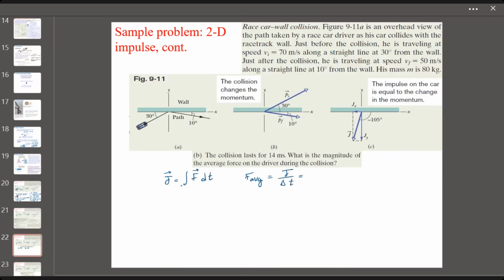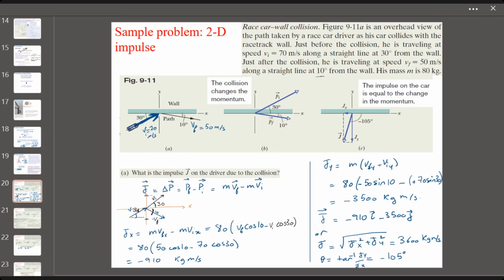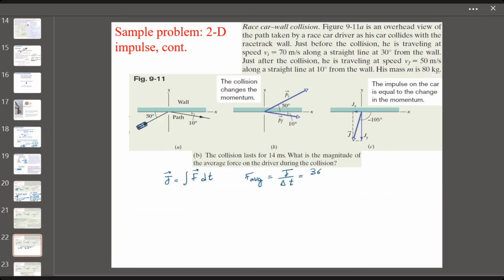And I found J previously. So here I'm really going to need the magnitude form of J. If I had stopped here before, I would have to find that magnitude to calculate the average force. So I found the magnitude, it was 3,600. I'm going to substitute that here. And the duration is 14 milliseconds. Notice how usually collision durations are very short, so expect small time magnitudes.